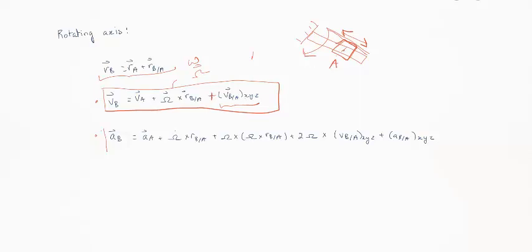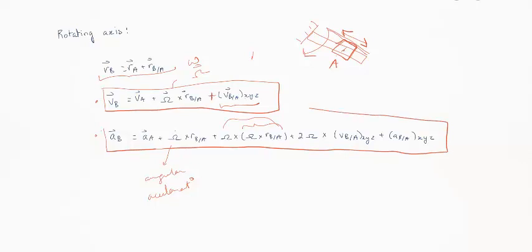And AB equals AA plus omega dot. This is the angular acceleration. Plus omega cross RBA. Now notice we do this first, and then we do the whole thing. Plus 2 omega cross VB relative to A XYZ plus AB relative to A XYZ. Now this is the same equation as before, it's just we added these terms.